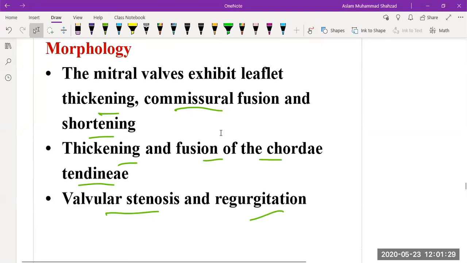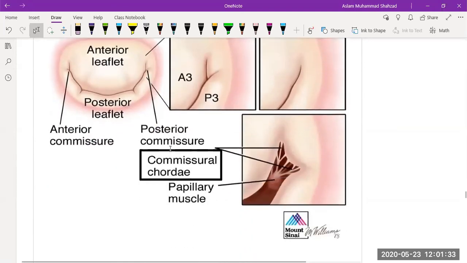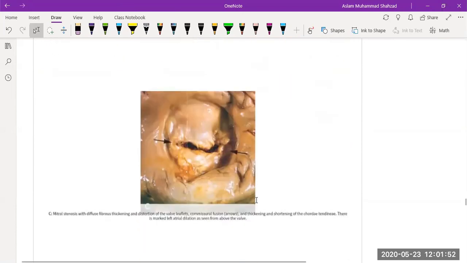We mentioned that the mitral valve exhibits thickening and commissural fusion. How can we express commissural fusion? The chordae tendineae fuse together, and because of their fusion, the shape of the valve becomes altered and disturbed. Commissural fusion occurs around the corners of the valve, and then there will be marked left atrial dilation. We will find fibrosis or distortion of the valve leaflets.